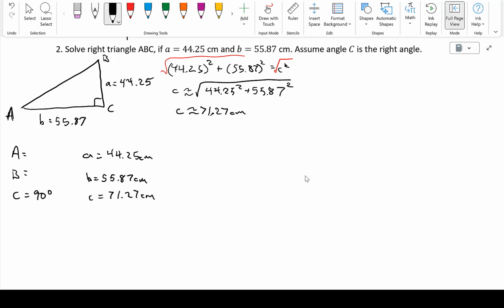And now we've got to find our missing angles. So I'll start with A just because maybe easier to look from that angle than from angle B. If we go back to our 2 sides that we know, we've got our opposite over adjacent. So that's tangent of angle A. So tan A is equal to 44.25 divided by 55.87. We worked with those inverse trig functions, so we could solve these. We'll have A then is equivalent to tan inverse of 44.25 divided by 55.87.